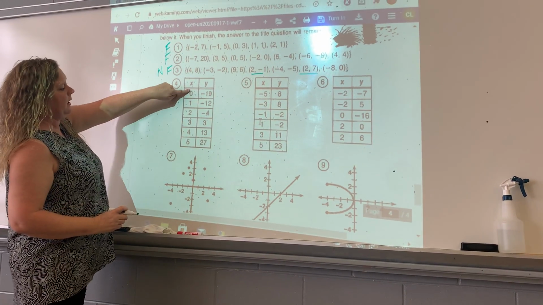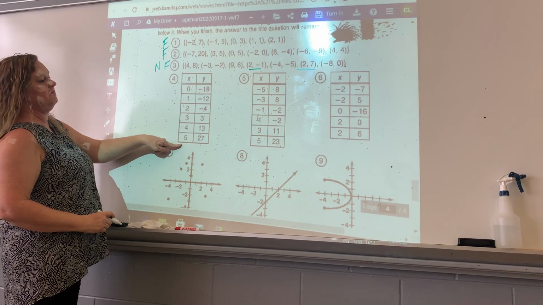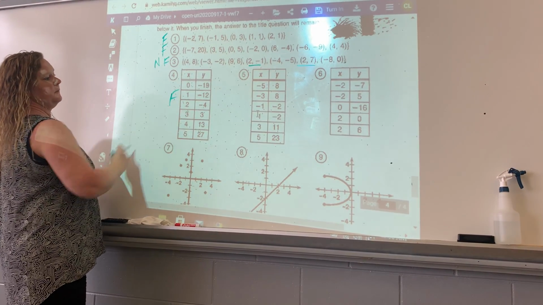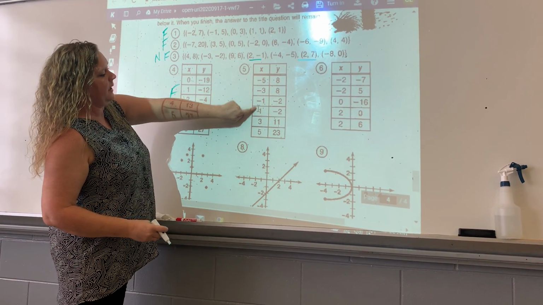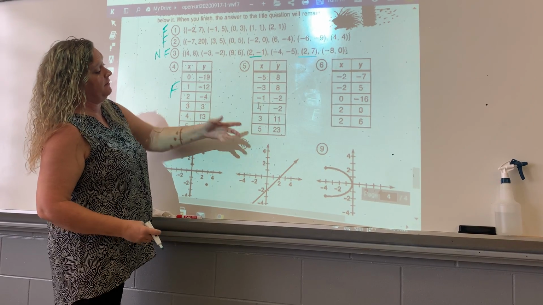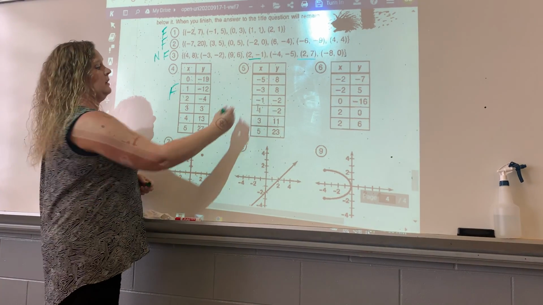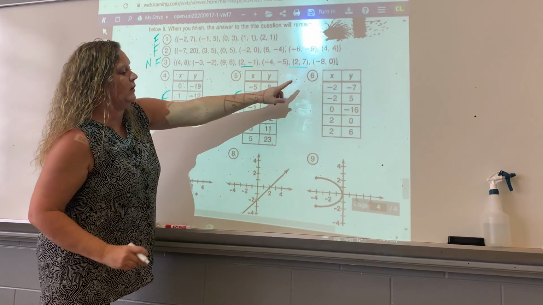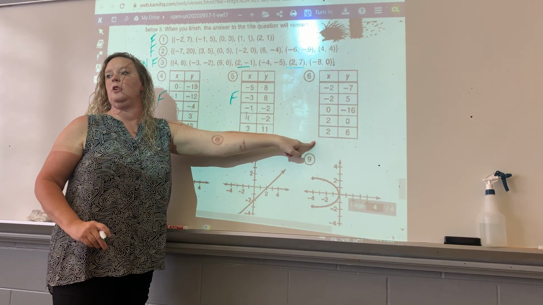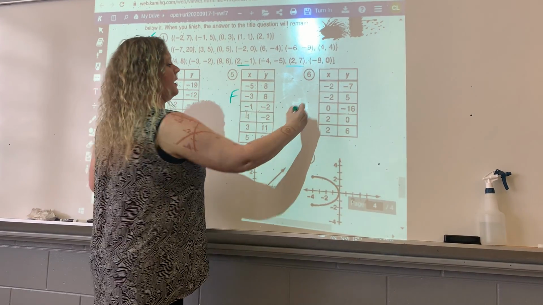Right, does anything repeat here? 0, 1, 2, 3, 4, 5. Function. 5, -3, -1, 1, 3, 5. Nothing repeated, did it? So function. -2, -2, 2, 2. That repeated. So not a function.